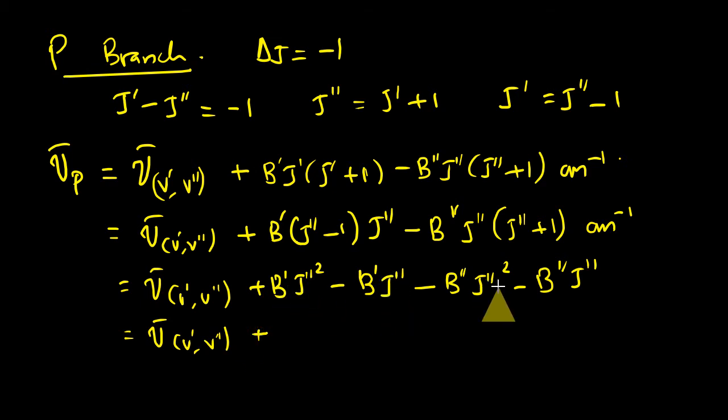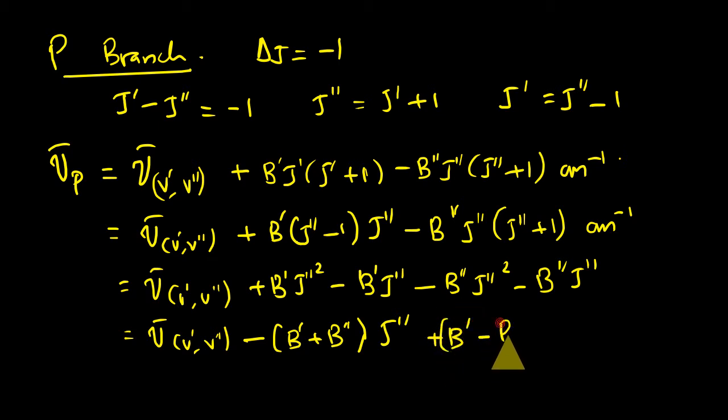These j double prime terms are going to be written together. See, this is a j double prime term, this is also a j double prime term. Both of these are minus terms, right? So let me put this minus together here. So minus of b prime plus b double prime, minus of b prime plus b double prime into j double prime. Okay, now these two square terms, plus b prime j double prime square minus b double prime j double prime square, so we can write plus b prime minus b double prime into j double prime square. Okay, that many centimeter inverse.